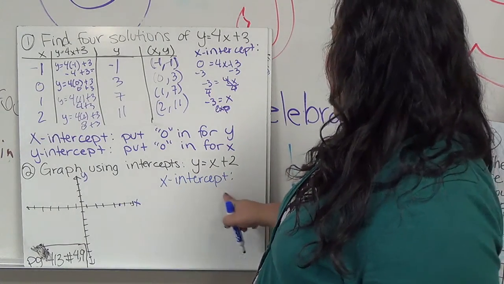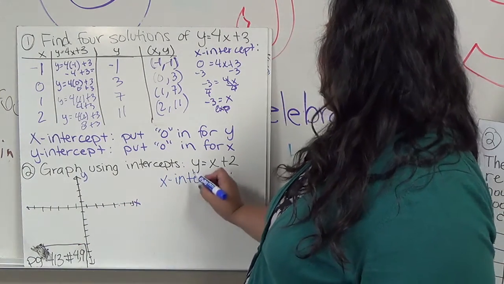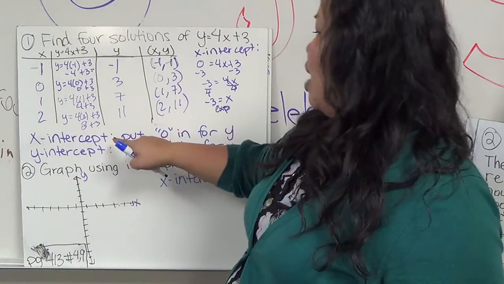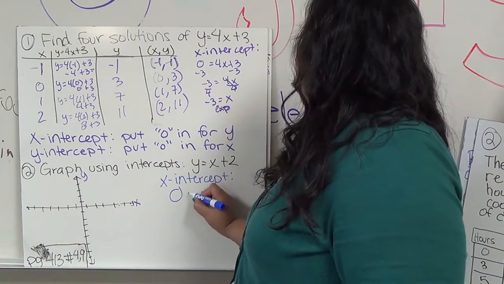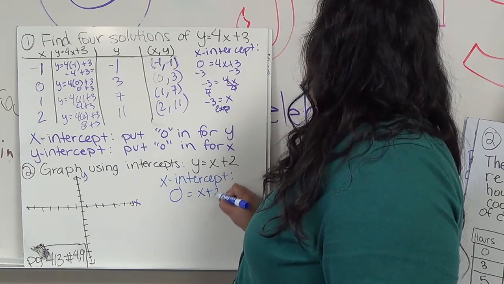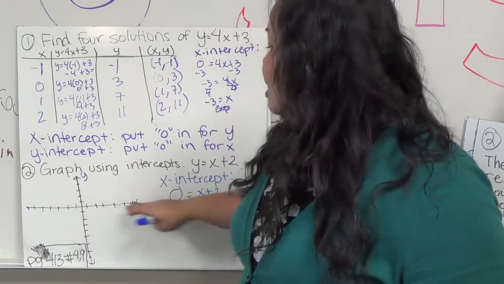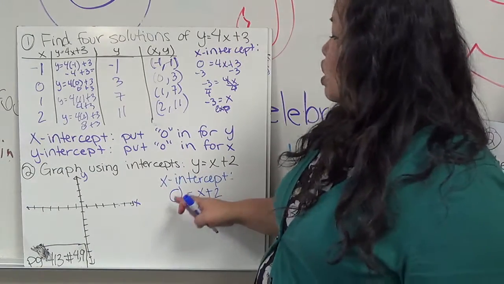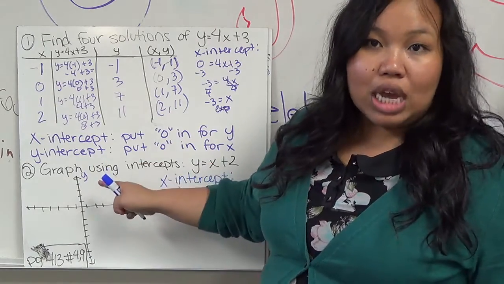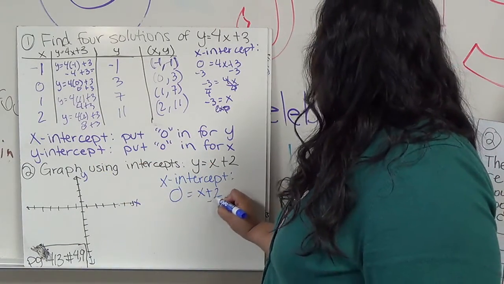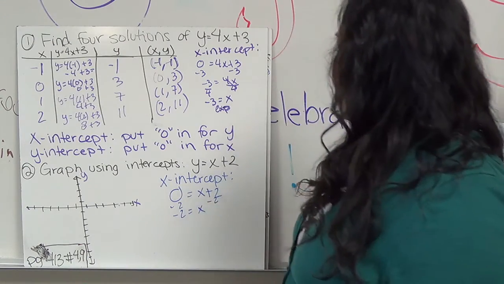So if I have my x-intercept, that means if I can find the point where it crosses the x-axis, I'm going to put 0 in for y. So just like I did up here in my example. So 0 equals x plus 2. One more time. I want to find the x-intercept, so where it crosses the x-axis. So I'm going to put 0 in for the other number because I'm not moving anywhere up and down, so y is naturally 0. So I'm going to subtract 2 from both sides. I'm going to end up with -2 equals x.